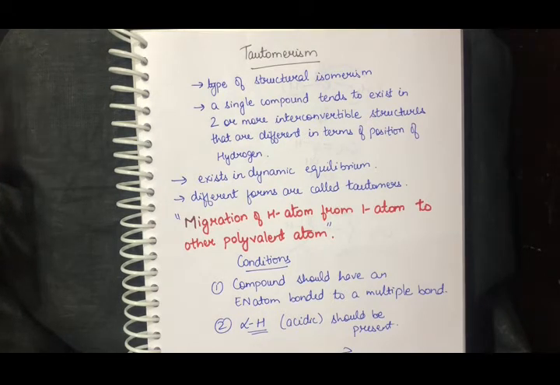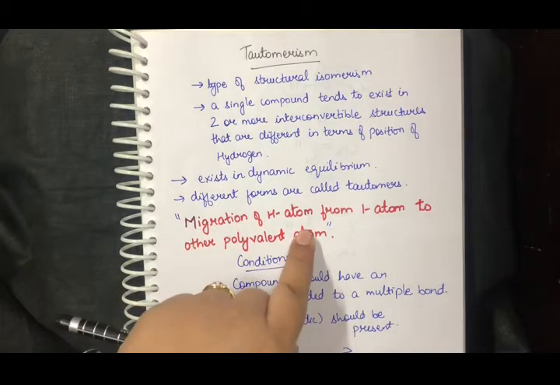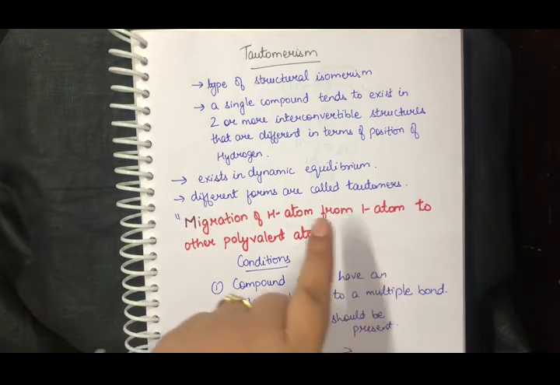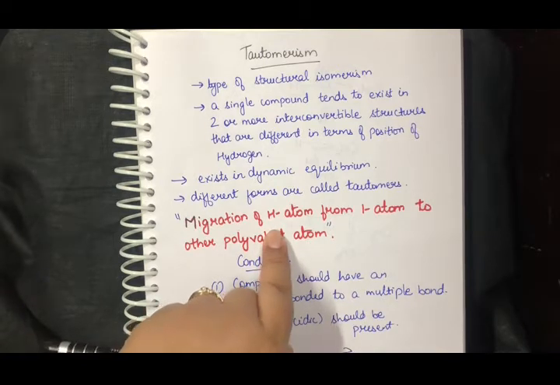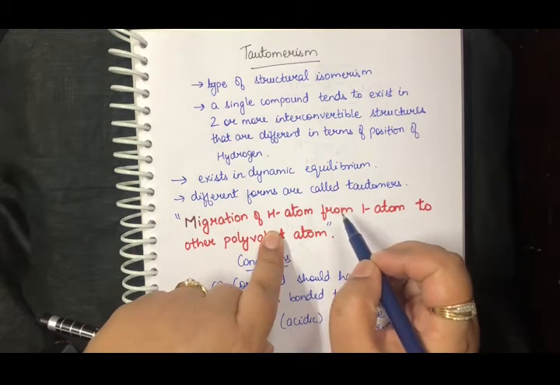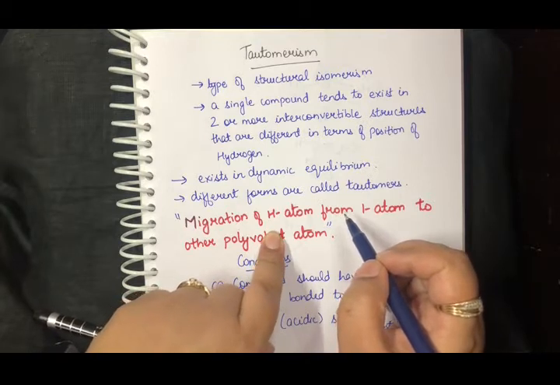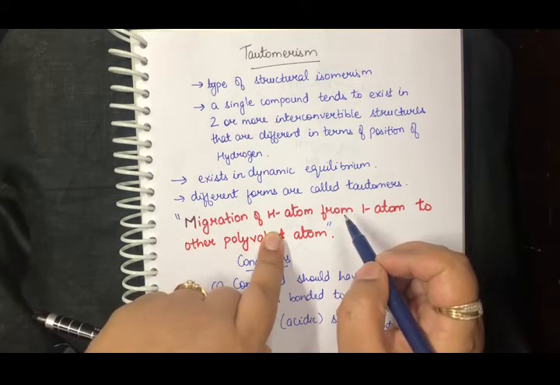What I am trying to explain here is that the structures we are talking about are called tautomers. They are formed by the migration of a hydrogen atom from one atom to another polyvalent atom. Now the main thing you need to understand is whether this phenomenon is applicable to all the kinds of organic compounds that we know. No. There are a few conditions that we need to see before we start doing the questions for tautomerism.